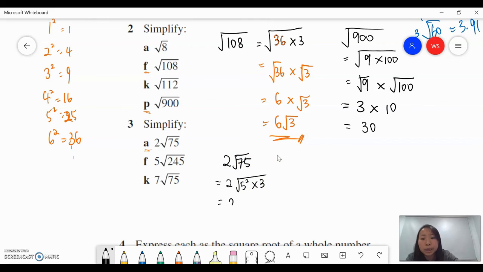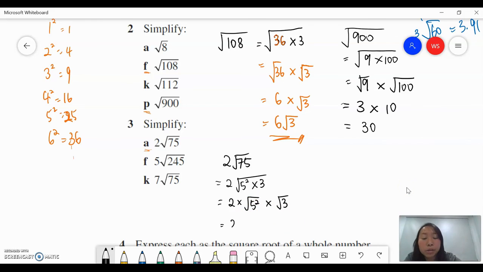Right, on the next step, we can detach that. So 2 times square root of 5 squared times square root of 3. From the basic rules of your square roots, you can detach the different factors that you factorize out. Also, you do know that if it's square root of a square here, your answer will just be the a on the next step.